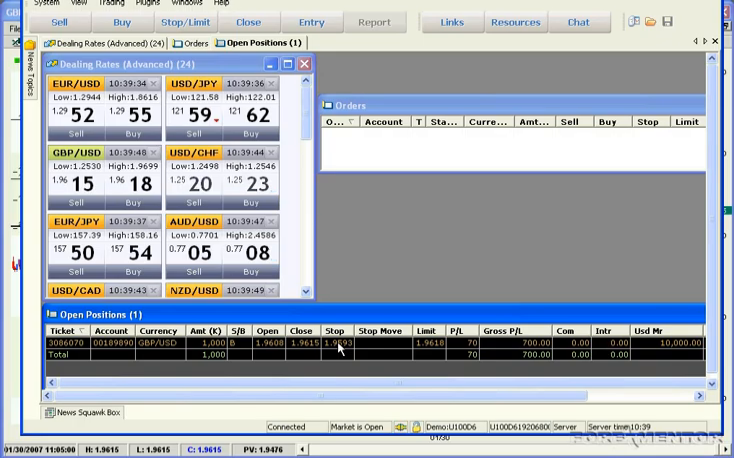So, you know, kind of a judgment call. We made it within 1 pip. Normally, I'm going to have my stop at break even once I make my profit on this. You know, bit of a judgment call. We'll put it at break even right now and see what happens with it. That's pretty tight.